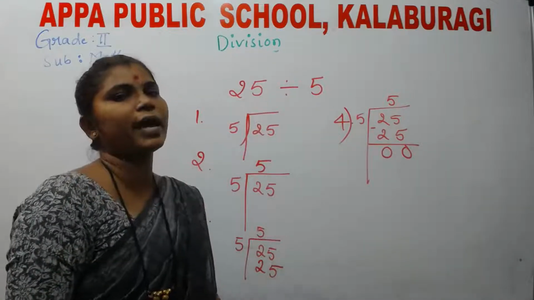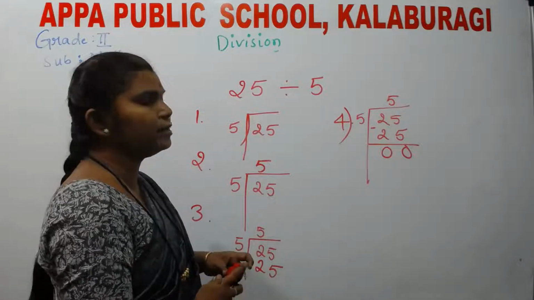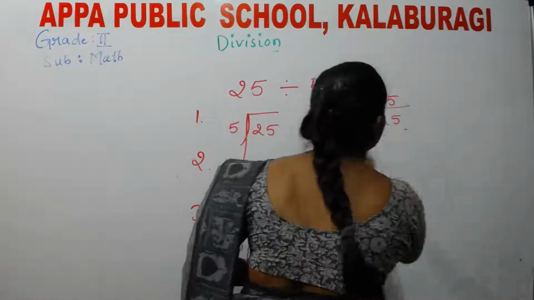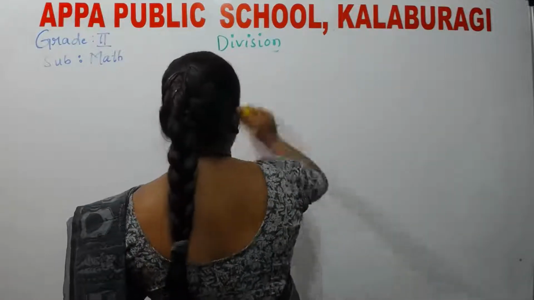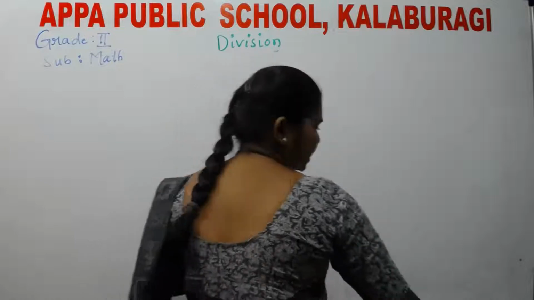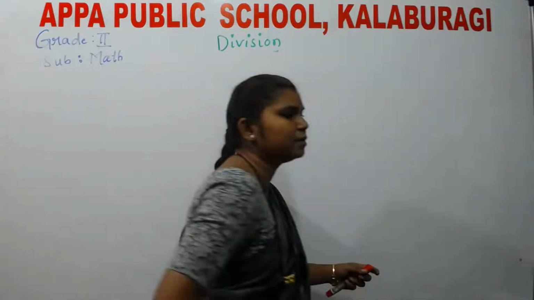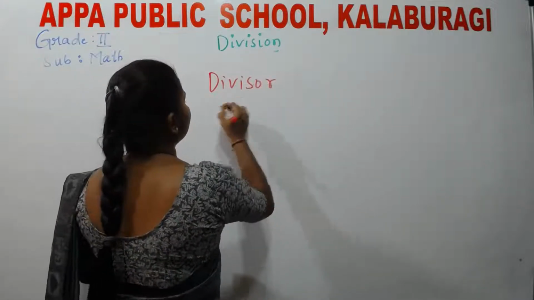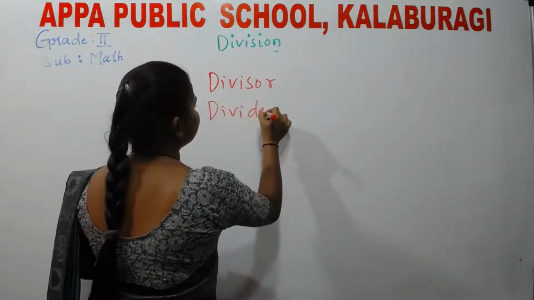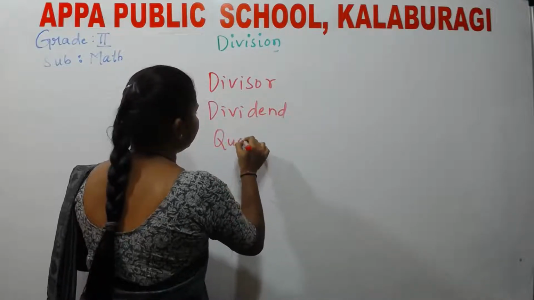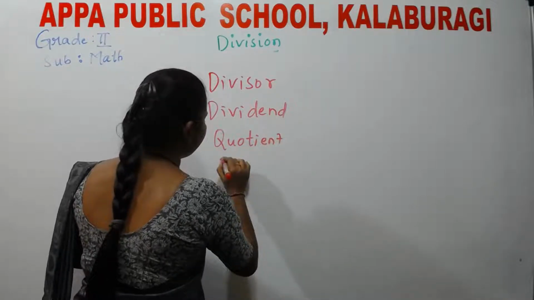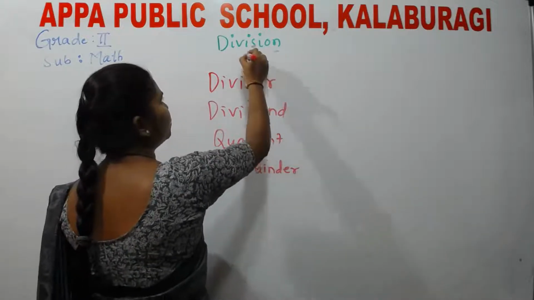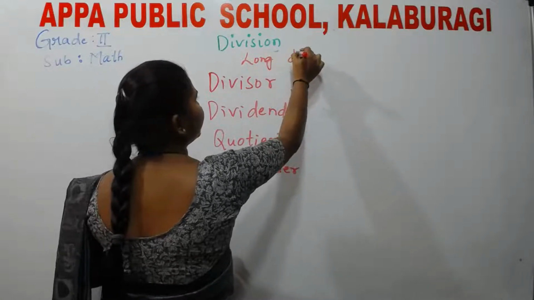This is how you carry out your long division. And these are the 4 steps you carry out for long division. Okay. So the terms related to long division are divisor, dividend, quotient, and remainder.